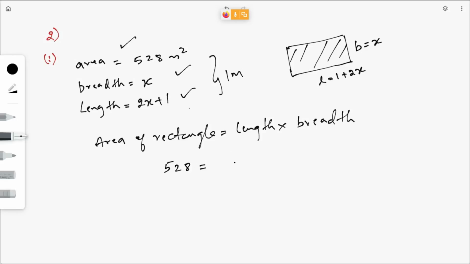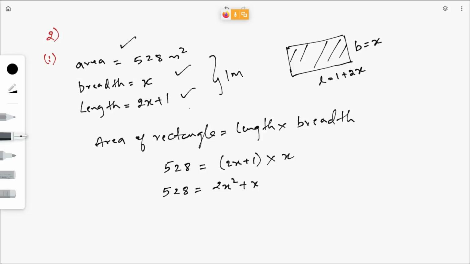What is the length? 2x plus 1. What about breadth? Into x. Okay. So now if you simplify this one, then you will get a quadratic equation. So simplify this one. What will you get? 528 as it is. So if you multiply these two, you will get 2x square plus x. You need to multiply this x with both the terms. You will get 2x square plus x.